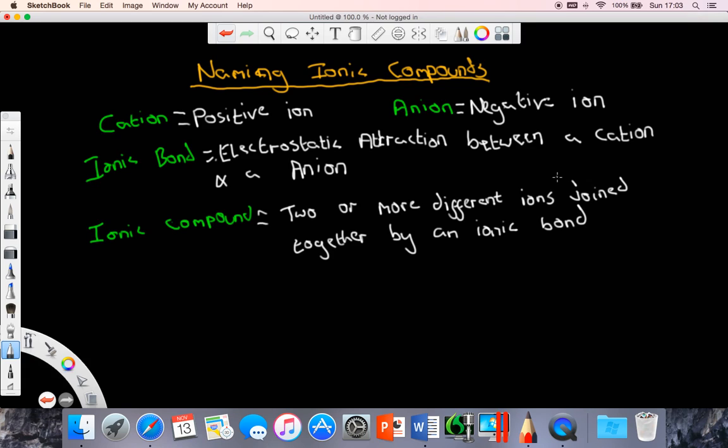Okay, so a cation is a positive ion, an anion is a negative ion. An ionic bond is defined as an electrostatic attraction between a cation and an anion. And an ionic compound is when two or more different ions are joined together by an ionic bond. So hopefully you can see how those four things are joined and related. Okay?